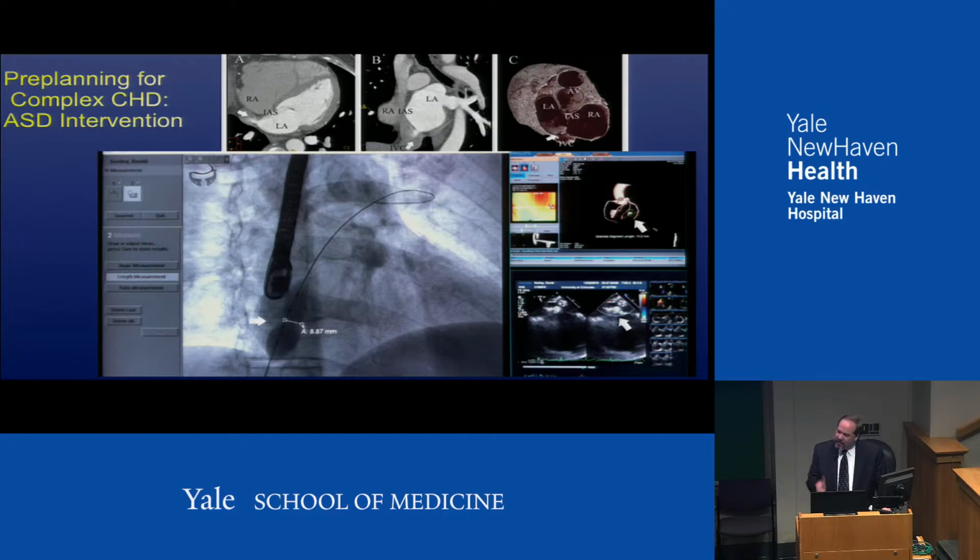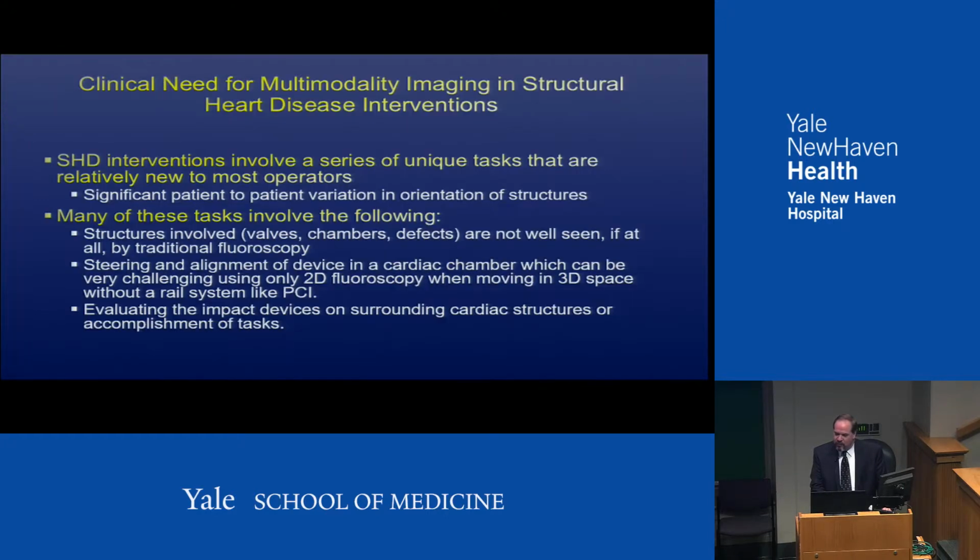But that wasn't everything. How do we get there? It seemed like it would be better to do something else. So we needed this kind of imaging fusion, structural heart disease. What are the issues? You know, structural heart disease interventions require those multiple tasks, and it's patient variation that becomes our trouble. Many of these tasks involve chamber valves, things like that are not well seen, and so we need to see them better.